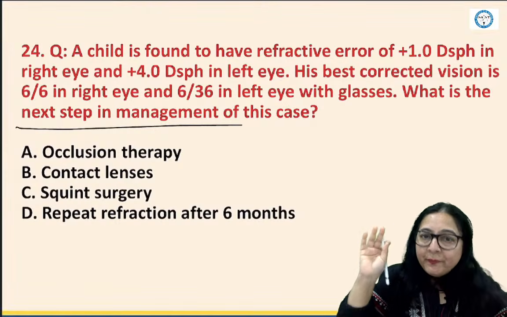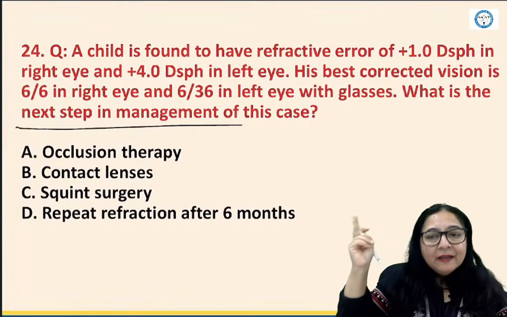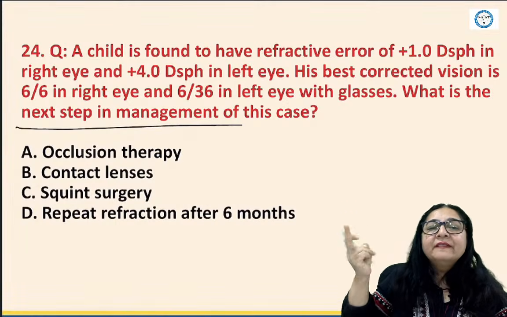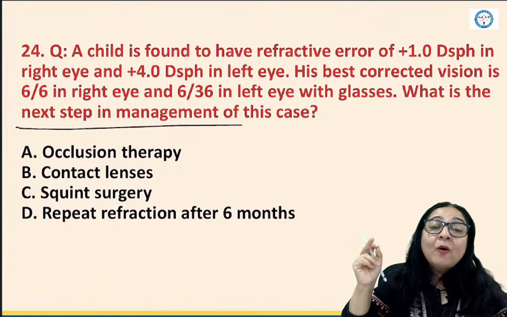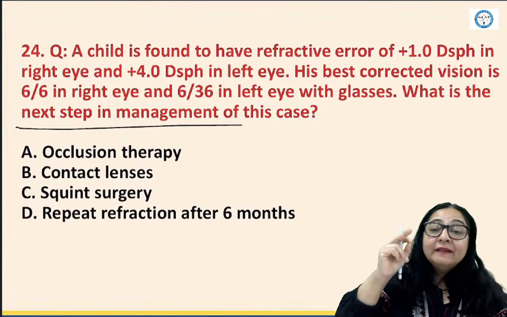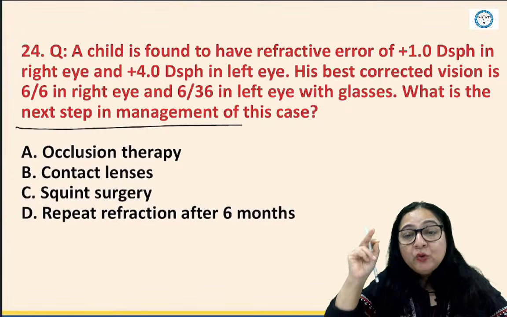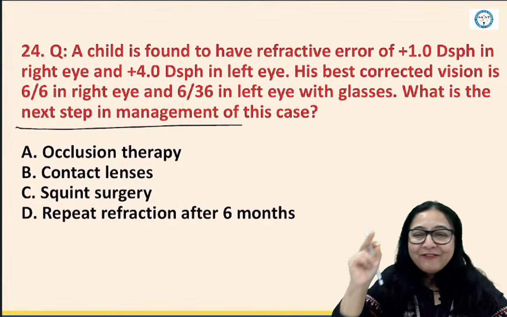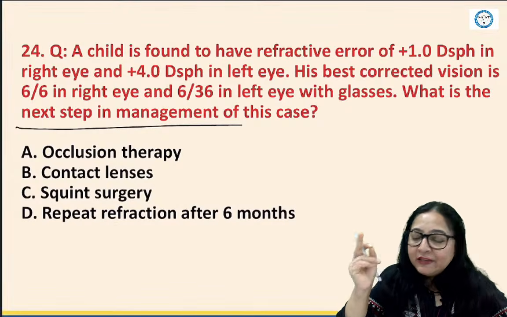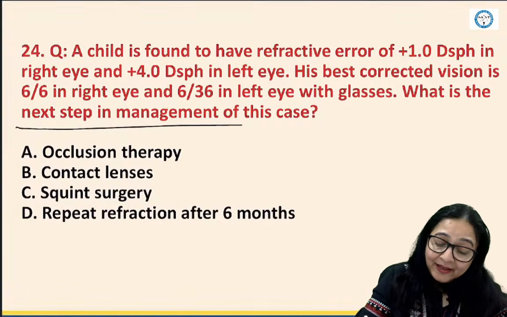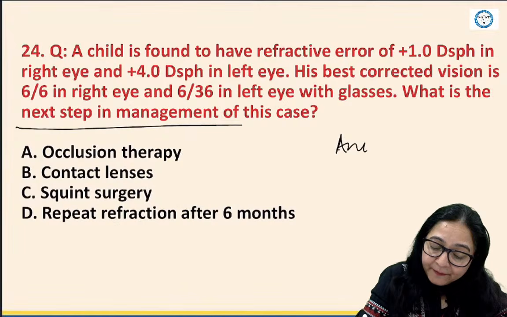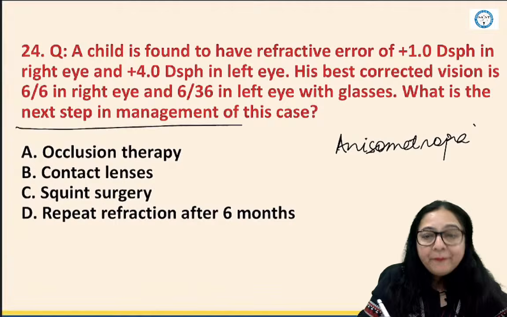So patient first of all is having significant difference in the refractive error of two eyes. What is that called, bache? When there is a difference of more than 2.5 diopter sphere between the two eyes, that is known as anisometropia. So this child has anisometropia. All right.